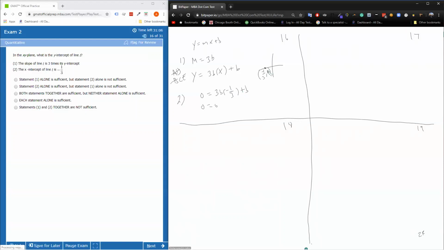What am I missing? So this is E. So yes, anytime the slope is equal to 3 times its y-intercept, that doesn't help because there are many y-intercepts where this is true, given.